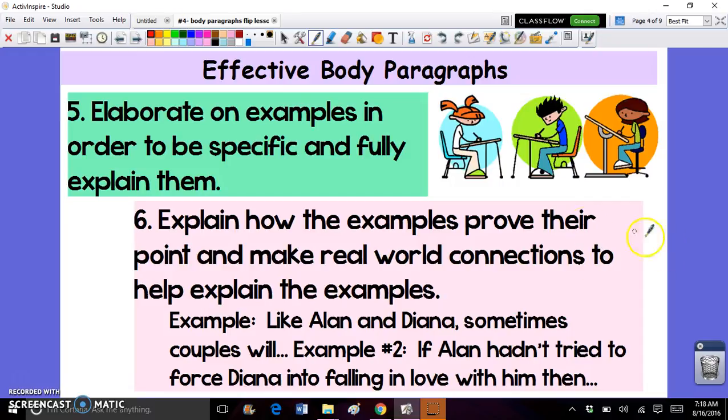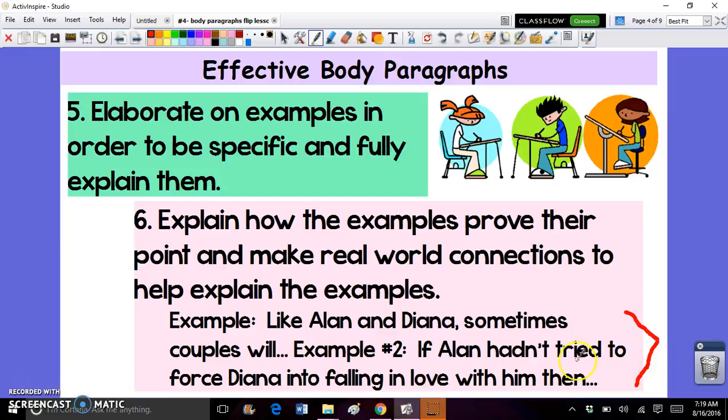So you want to finally explain how the examples prove your point and possibly make some real-world connections to help explain the examples. And here you'll see two ways that I've kind of started off sentences like that using our previous mentor text from last year, The Chaser. So you might start a sentence to explain like this. Like Alan and Diana, sometimes couples will go to desperate measures to keep the one that they love. Alan is going to a desperate measure by buying a love potion to force Diana to love him.